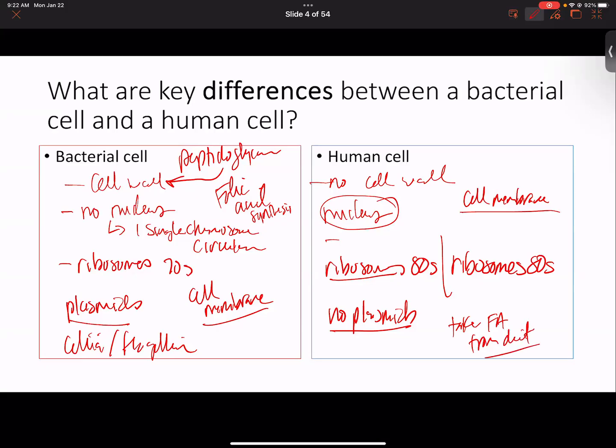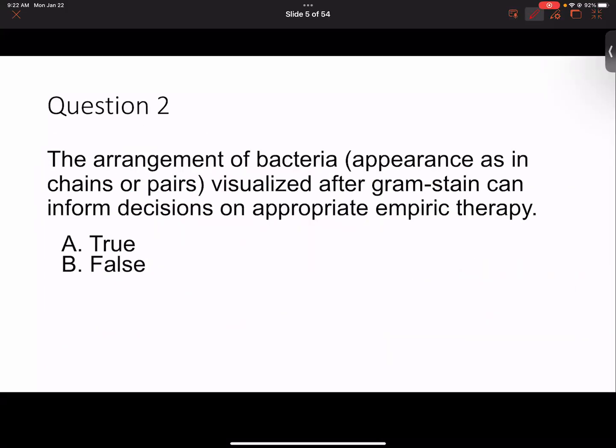And there's probably a bunch of other differences that exist, but this is probably a good enough list for us right now, right? Which leads me to my next question then. The arrangement of bacteria, chains, pairs, etc., visualized after gram stain, can inform decisions on the appropriate empiric therapy. Do you agree with that, Steve? Get a clinical specimen from somebody, you do a quick gram stain, and it comes back as gram-positive cocci in clusters. So does that inform your decision on what to put that patient on? Or if it comes back as gram-negative rods, does that tell you something?